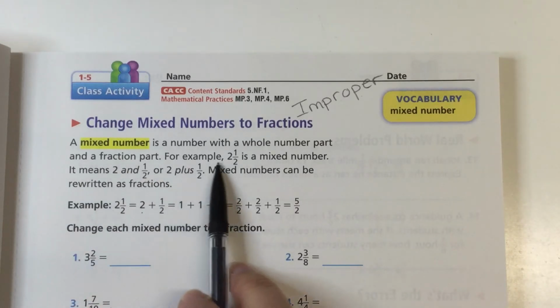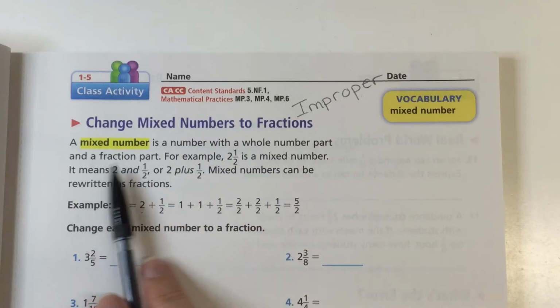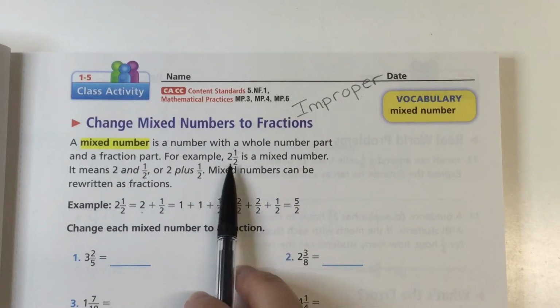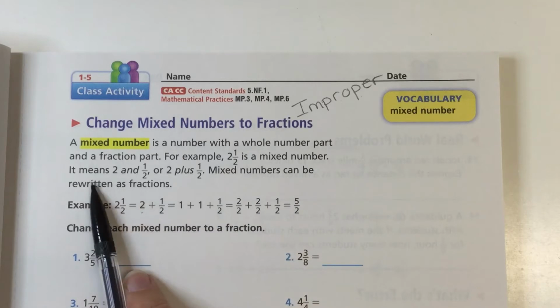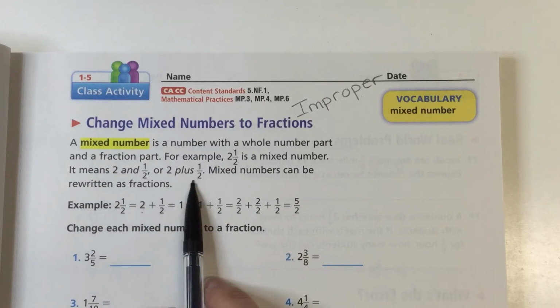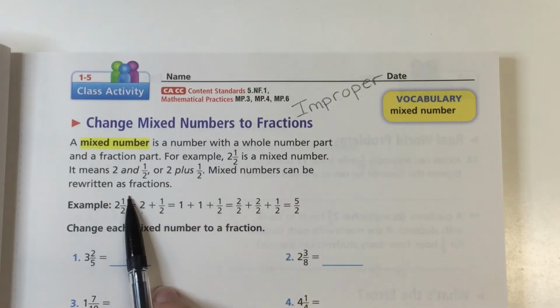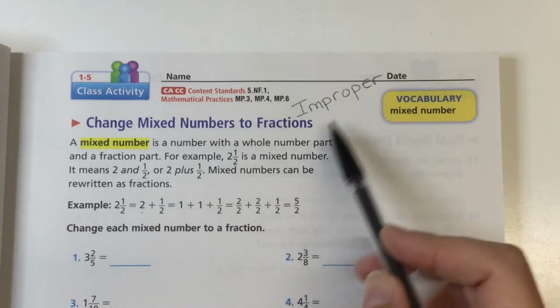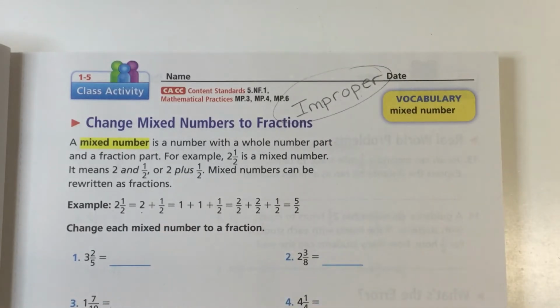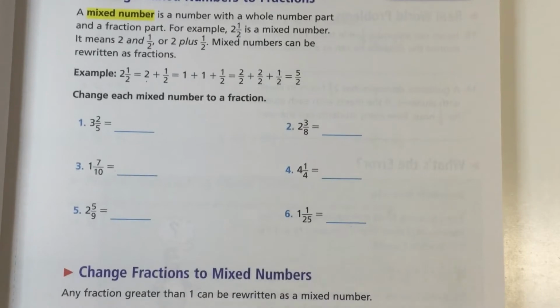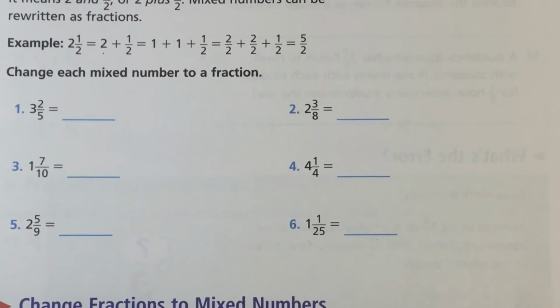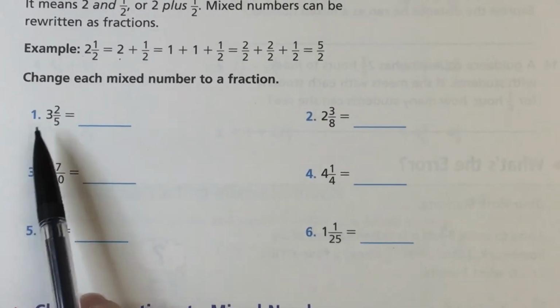A mixed number is a number with a whole number part and a fraction part. For example, 2 and 1/2 is a mixed number. It means 2 and 1/2, or 2 plus 1/2. Mixed numbers can be rewritten as fractions, as improper fractions. Okay, so again, this is review from fourth, but it's been a while. So let's look at this mixed number.